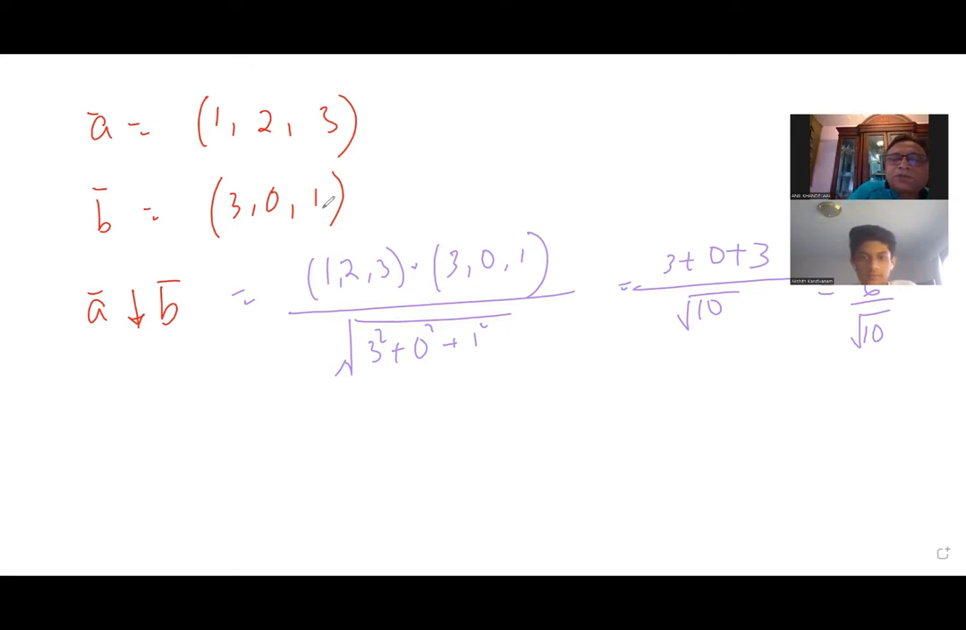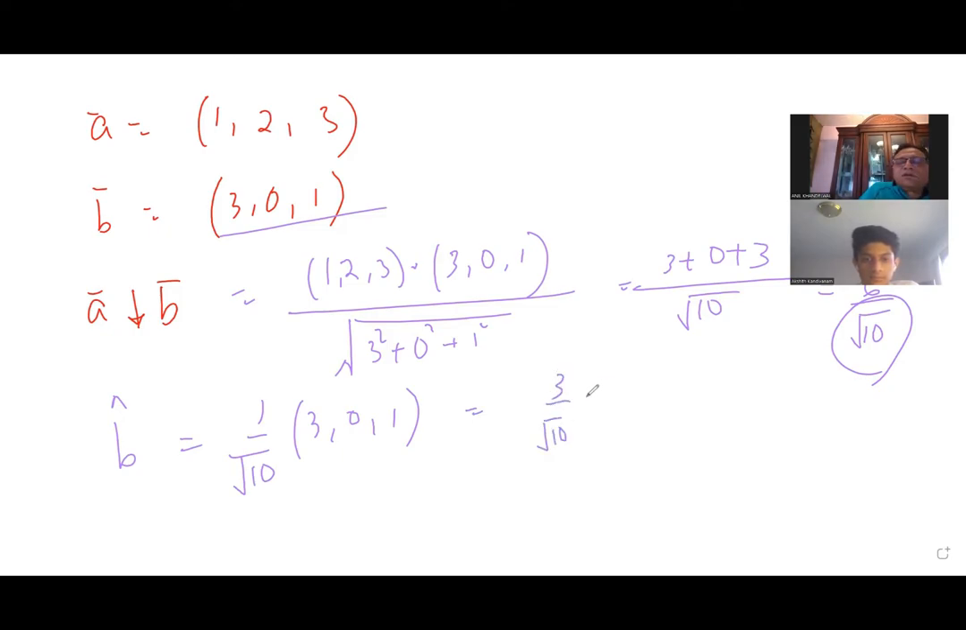To find the vector projection, we have to find the unit vector of B. The unit vector will be the vector 3, 0, 1 divided by its magnitude, square root 10. So 3 over square root 10, 0, 1 over square root 10. Is that clear? You get the scalar multiple times this vector, and you get your answer.